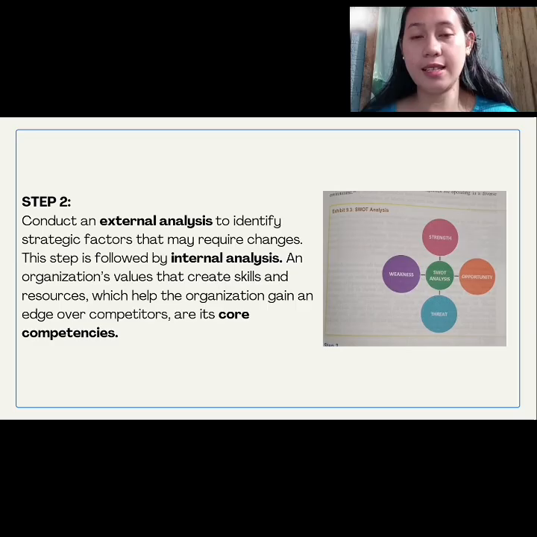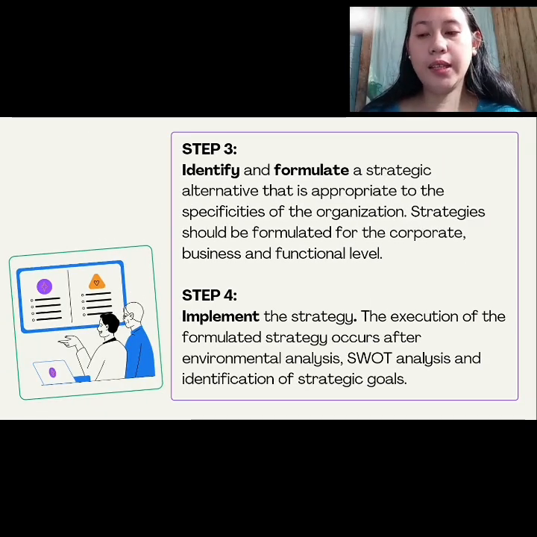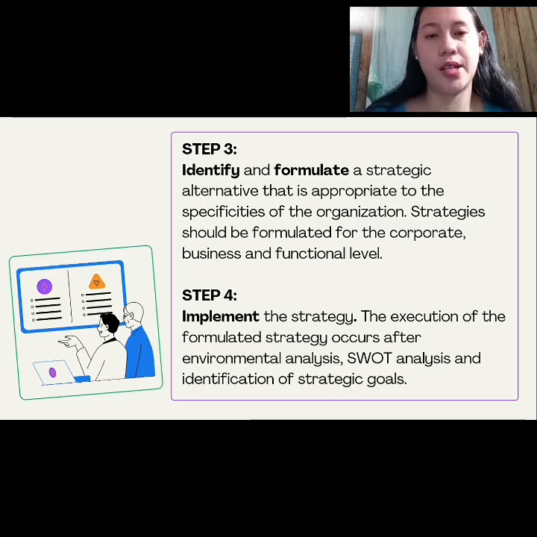External analysis, identify opportunities and threats. And then internal analysis is to identify strengths, weaknesses, and core competencies. Step 3, identify and formulate a strategic alternative that is appropriate to the specificities of the organization. Strategies should be formulated for the corporate, business, and functional level. So, step 3 is to formulate strategy.